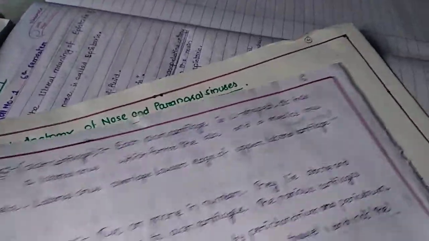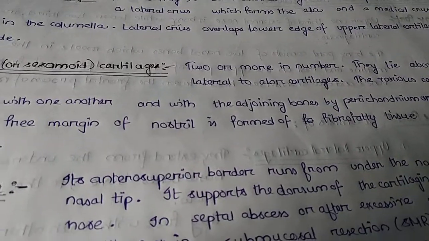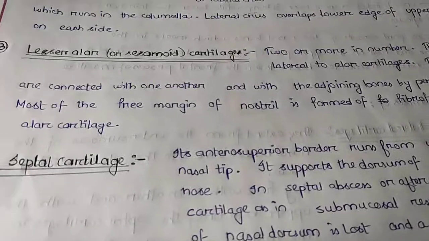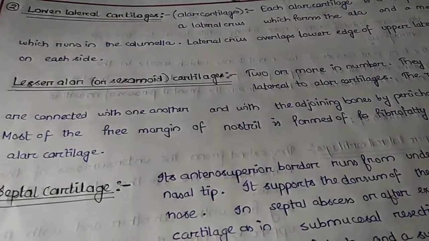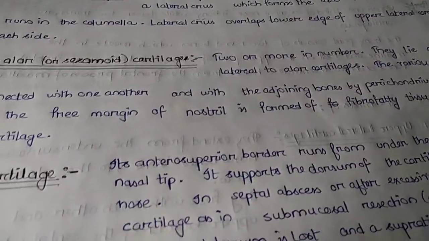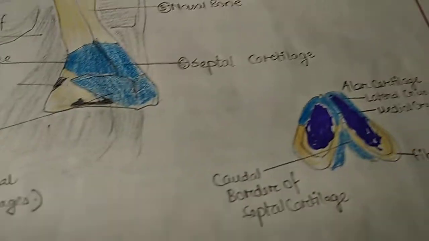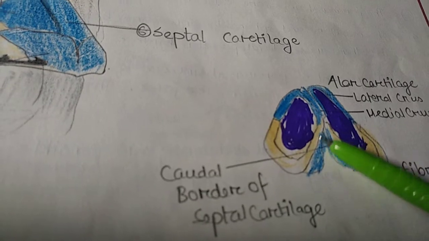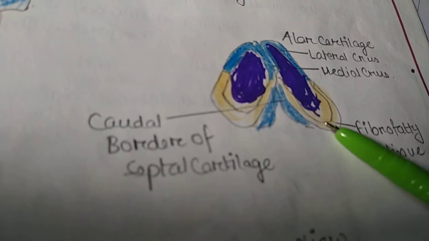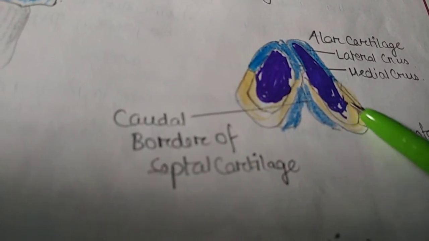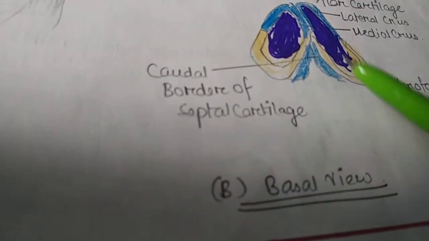The various cartilages are connected with one another and with the adjoining bones by perichondrium and periosteum. Most of the free margin of the nostril is formed of fibrofatty tissue and not the alar cartilage. Here you can see in this diagram, most of the free margin is formed by fibrofatty tissue. This yellow part is the fibrofatty tissue. In the basal view of the nose we can see this.